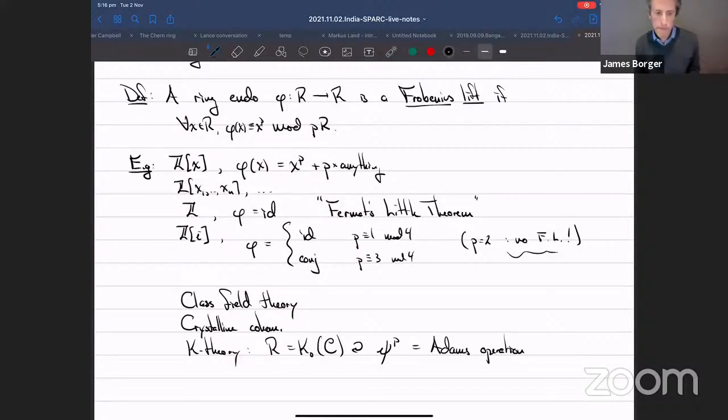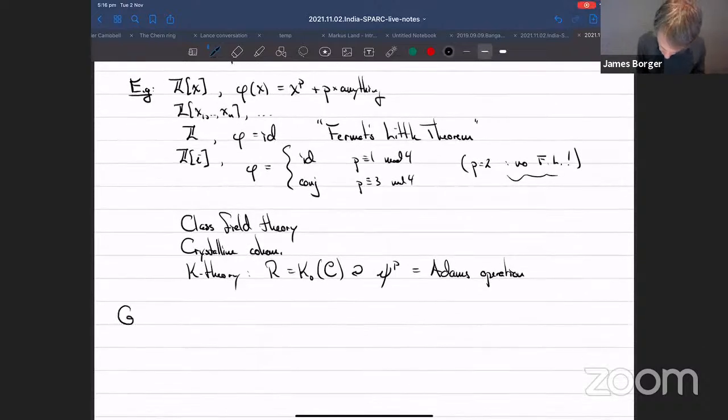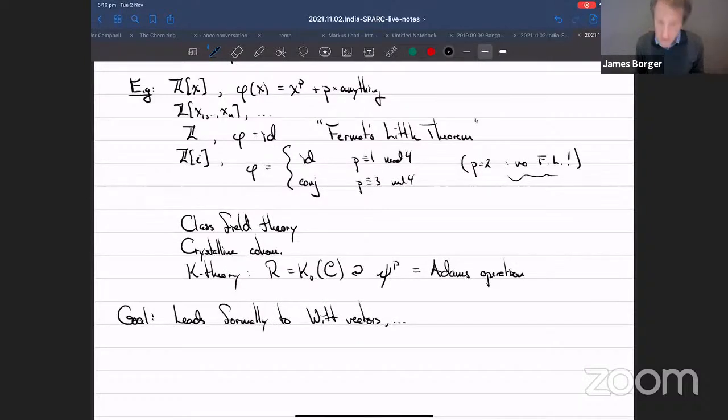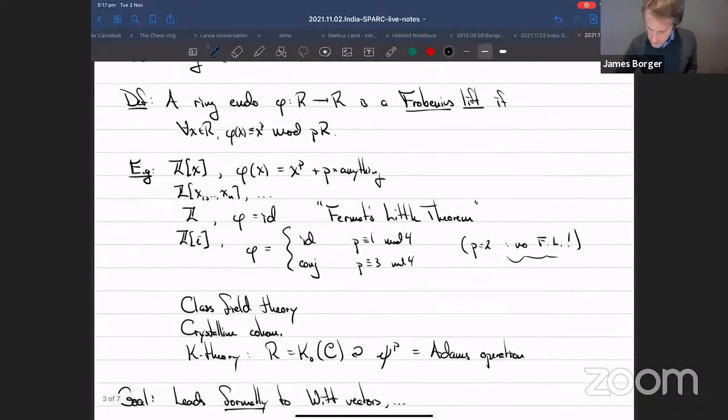number of variables. Okay, and now the goal of the first part of these lectures is that this all leads essentially formally to the concept of Witt vectors and arithmetic jet spaces and so on. So in a certain sense, if you're wise enough, once you start thinking about the concept of Frobenius lifts, then almost everything else I'm going to say, at least for the next lecture or two, is kind of inevitable.